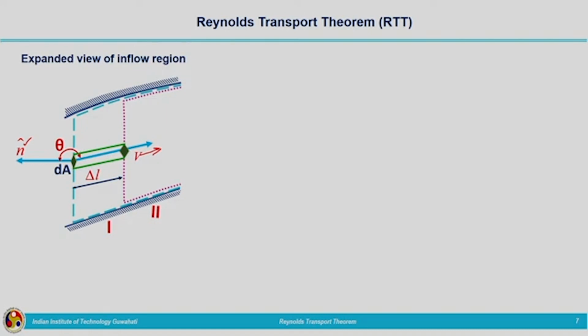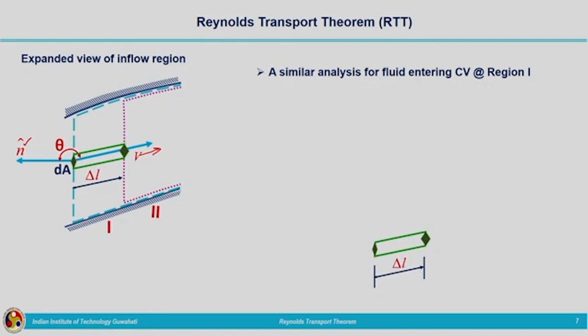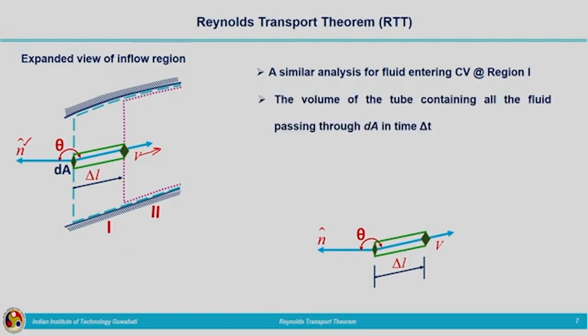Now, the similar analysis will be carried out for region 1 also, that is, for the fluid entering the control volume. So, this is our small area, which has a small elemental volume with a length of delta L. The velocity is in the flow direction, and we have the area normal to the cross section dA, and the angle between the area vector and the velocity vector is represented by theta.